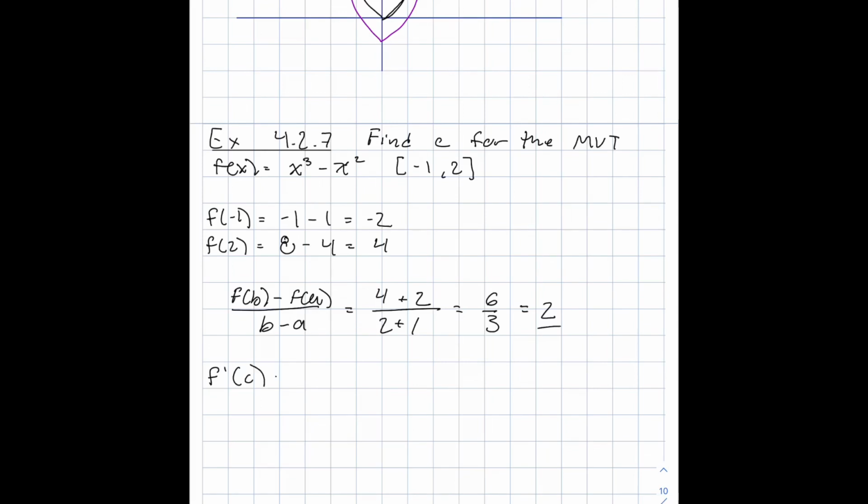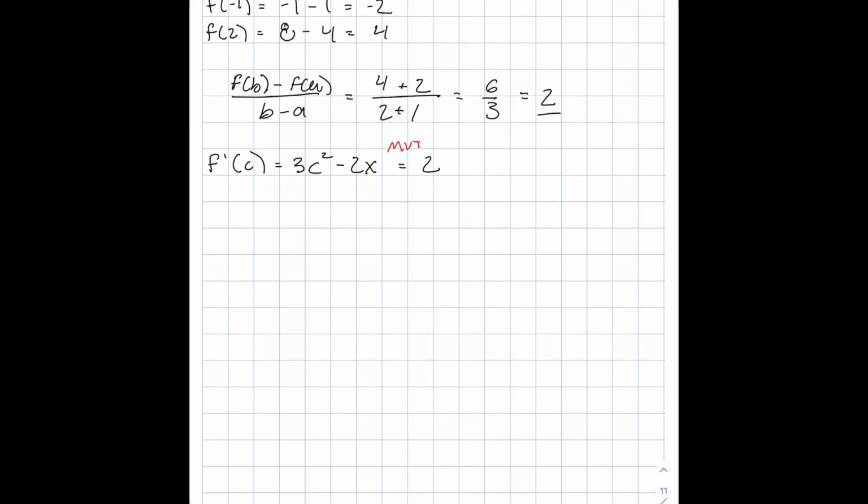Right, and then we want to find f prime of c. So every time there's an x, I'm just going to put a c. So then I'm going to have 3c squared minus 2c. And I know that has to equal 2 by the mean value theorem. Alrighty. Now I'm going to move this 2 over, so subtract 2 on both sides, and I have that all equals 0. Now, I don't know how to factor this. I really hate when things are in front of my c squared, so I like to use the quadratic formula.